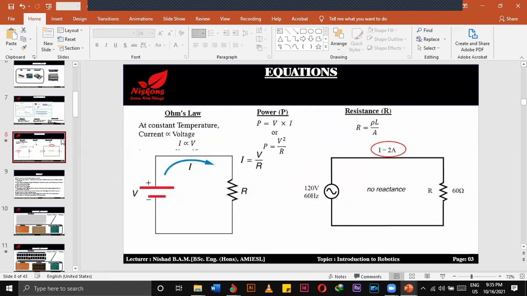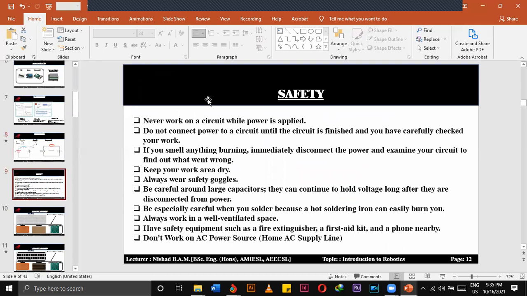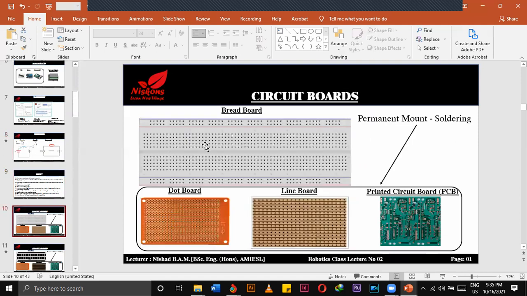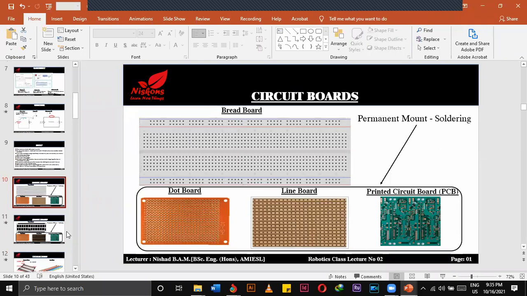The next one, we have analyzed about safety. We don't work on AC current. We don't work in a wet environment. We just work in a dry environment. Then we learned about the breadboards. These horizontal lines are connected. These horizontal lines are connected. In the middle portion, vertical lines are connected. We will only use this breadboard in our course to connect the components.